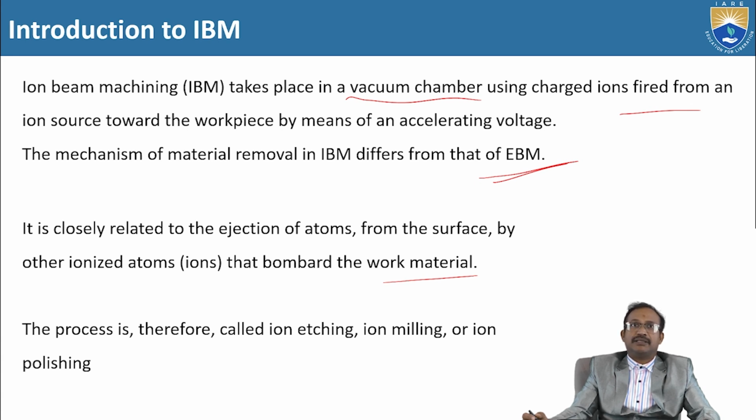The process is therefore called ion etching, ion milling or ion polishing. So here the entire material removal performance will be done by ions. That's why it is ion etching, ion milling or ion polishing.